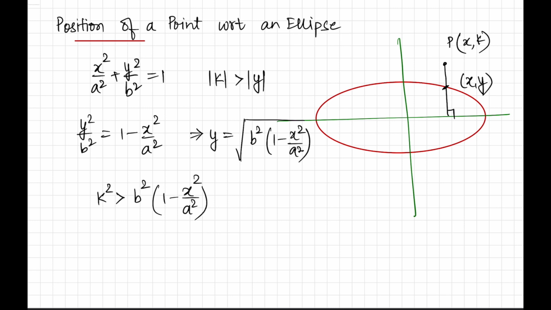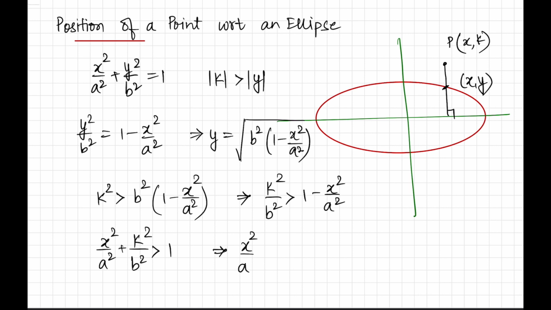If we simplify this slowly, we will bring first of all this b square to the left hand side, so we can write k square by b square is greater than 1 minus x square by a square. Bringing this term to the left as well, we will get x square by a square plus k square by b square is greater than 1. Bringing 1 to the left too, x square by a square plus k square by b square minus 1 is greater than 0.